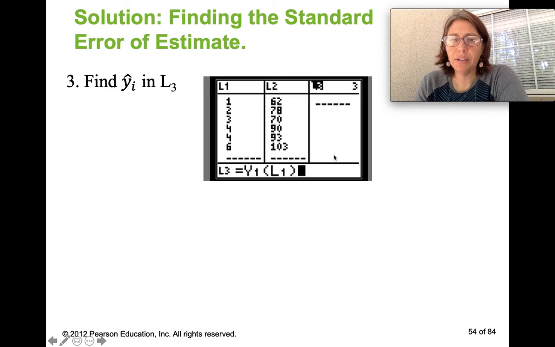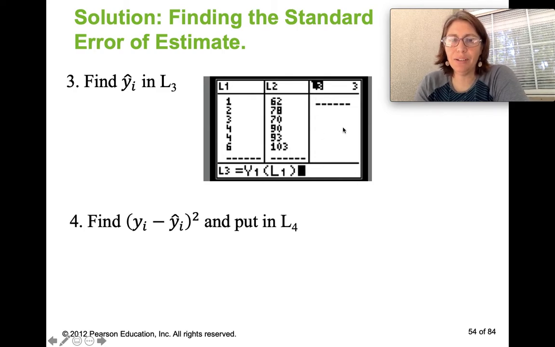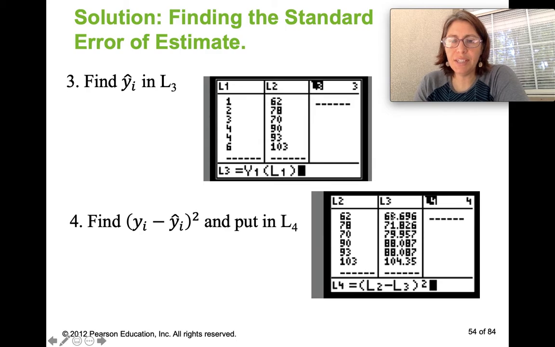When you do that, you'll have a whole list of numbers over here. These will be the predicted values in list 3. So you should see this in list 3 now. It took each x value and plugged it into the regression line. So these are our predicted y values. These are our y sub i hats.